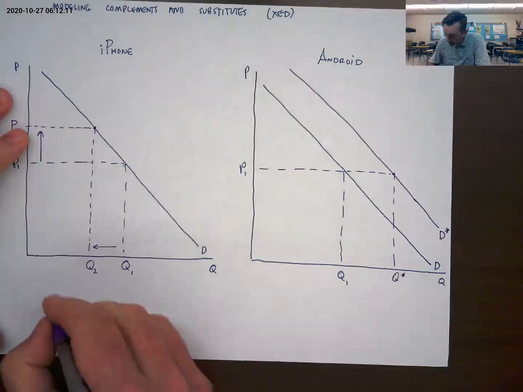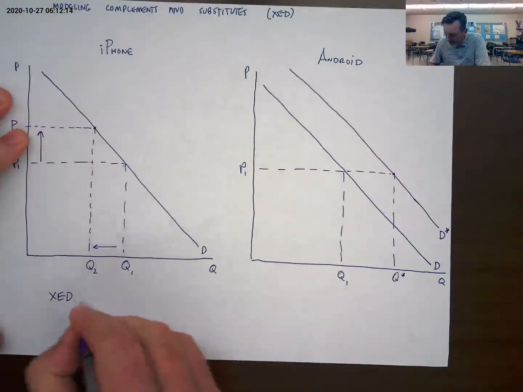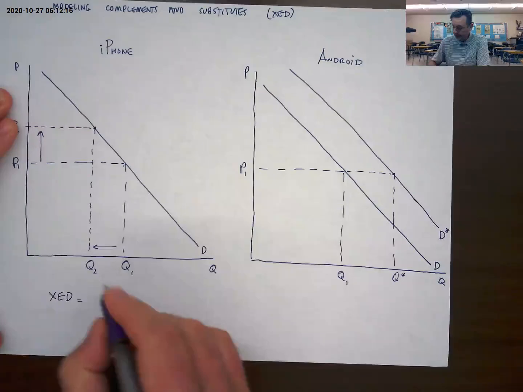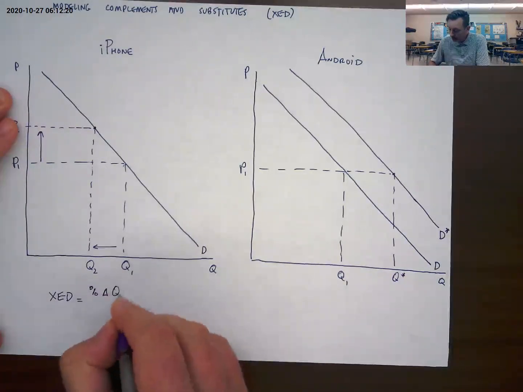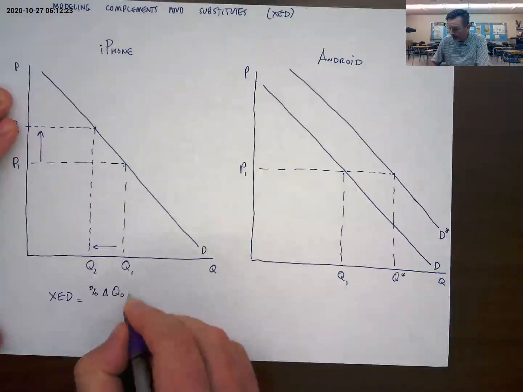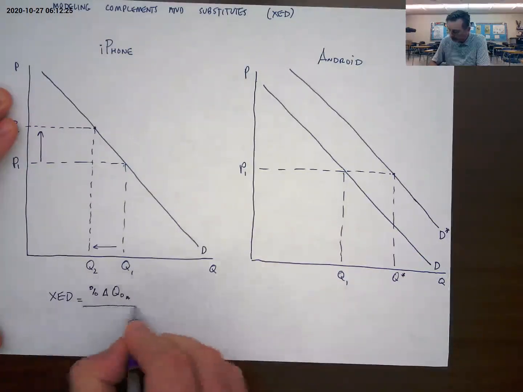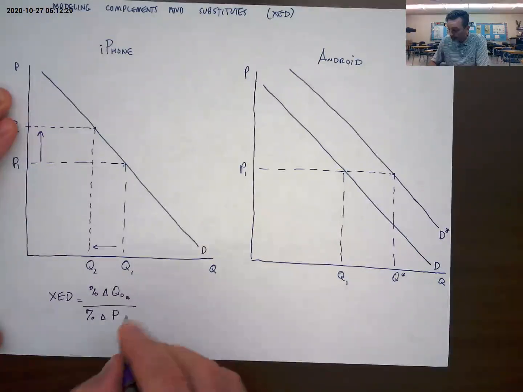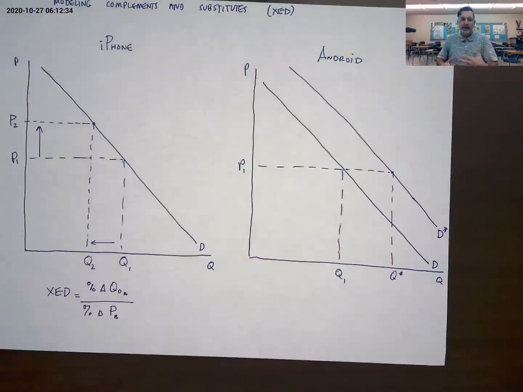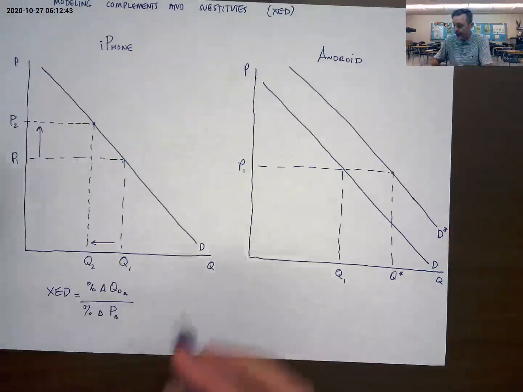Well, cross-price elasticity is a relationship between the percent change in quantity demanded of one good, we'll call it good A, and we compare that to the percent change in the price of another good, we'll call it good B. So in this case, we're going to take a look at how the percent change in quantity demanded of Android phones relates to the percent change in the price of iPhones, okay?